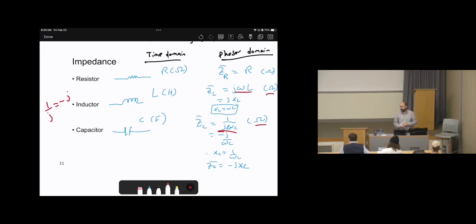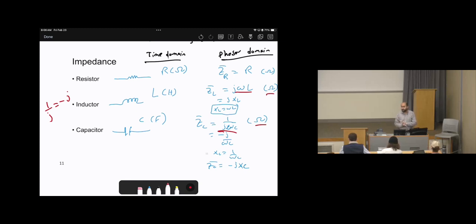Every inductor will be replaced by j omega L. So the good point about this is that everything will be in ohms. The capacitor in the phasor domain will be in ohms. The inductor in the phasor domain will be in ohms. Resistors are in ohms. Then all of them are in ohms. So what's the best thing, or how can we use this, or what's the benefit of this?